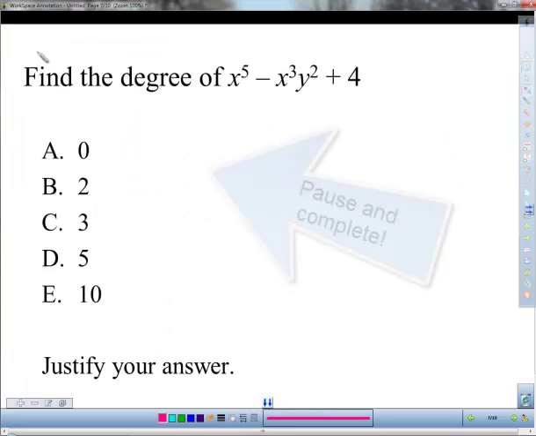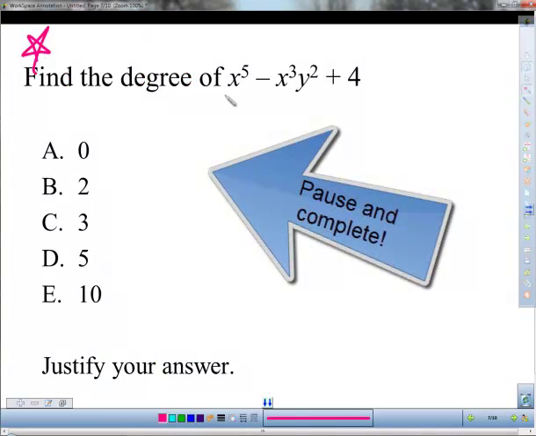So what I want you to do is find the degree of this polynomial, figure out what the answer is, and then justify your answer in a complete sentence.